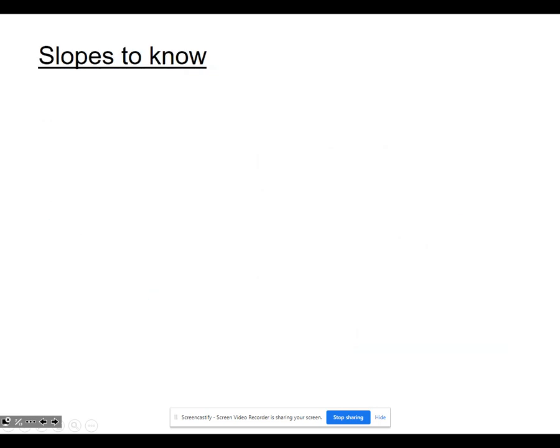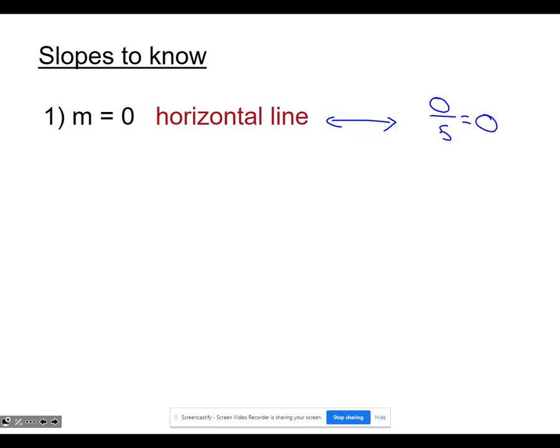Okay, so there are certain slopes that you should always know. So let's talk about these. The first one is a slope of 0. We know a slope of 0 means that you have a horizontal line. If you're given the graph, you know right away that the slope is 0. If you're given some points, maybe you plug them into the slope formula and you end up getting something like 0/5, which gives you 0, and then it's telling you that you have a flat line.